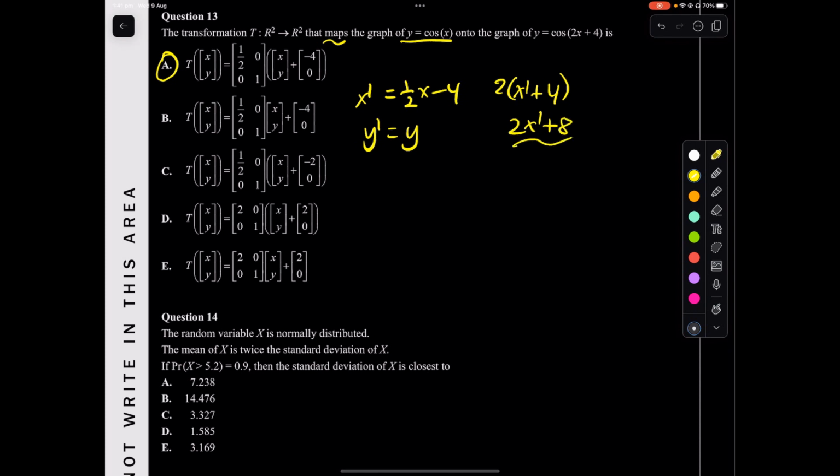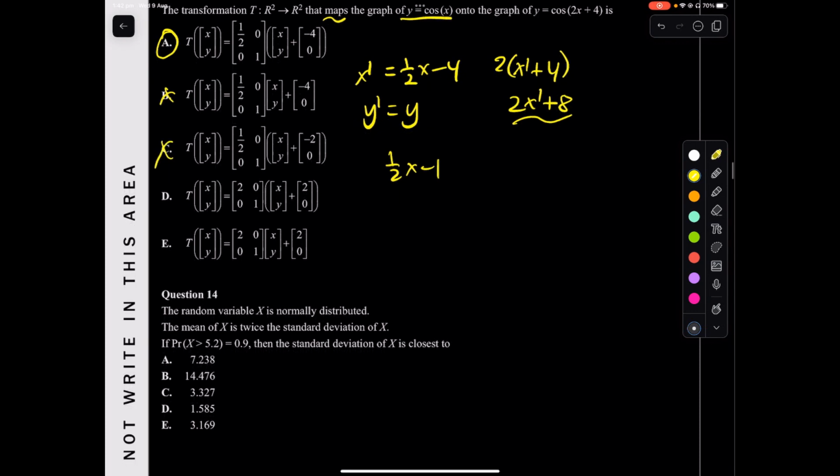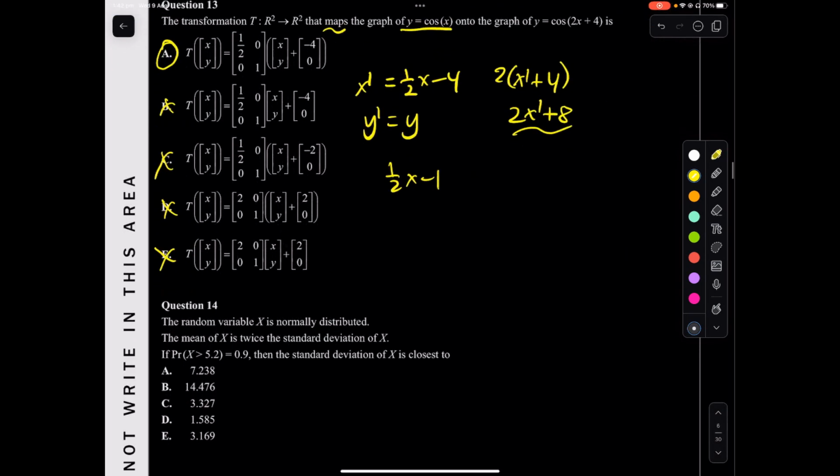It's a plus 8, not plus 4, so that's wrong. This one over here has brackets, so we're saying half x minus 1, and no, just 1. Wrong, absolutely. This one over here, wrong straight away. And this one wrong, so yeah, it's just A.